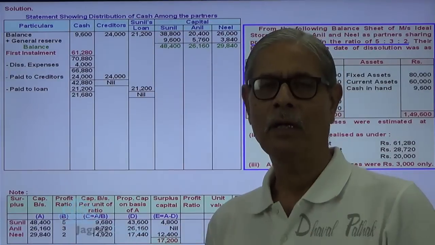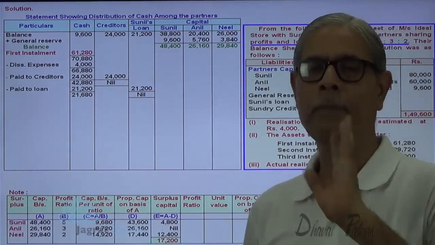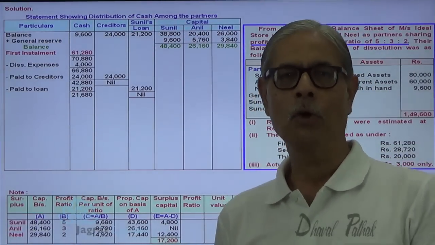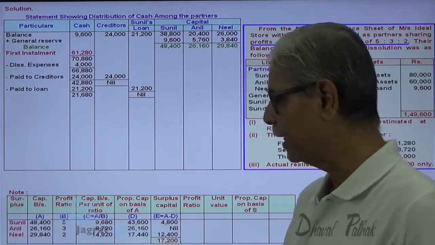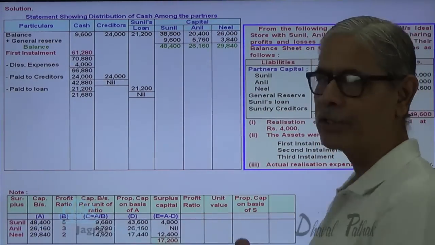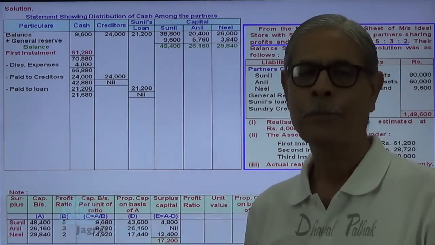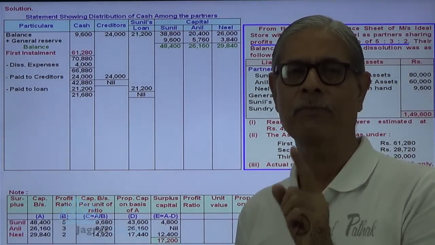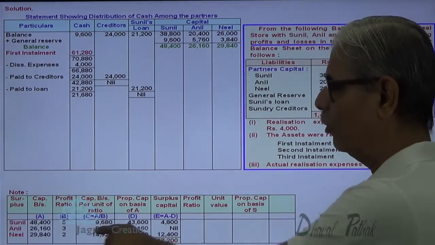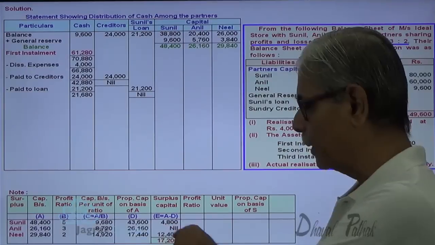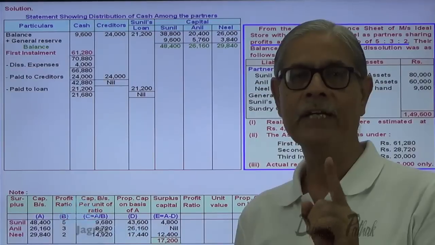But I want to explain conceptually, as against Sunil and Neil, who should be paid first and how much, because I want to make the concepts clear. Now see, for 5 units share in profit, his surplus capital contribution is 4,800. What is the surplus capital contribution for 1 unit of profit, that we should find out. Similarly, for 2 units share in profit, his surplus capital contribution is 12,400. How much per unit share in profit?